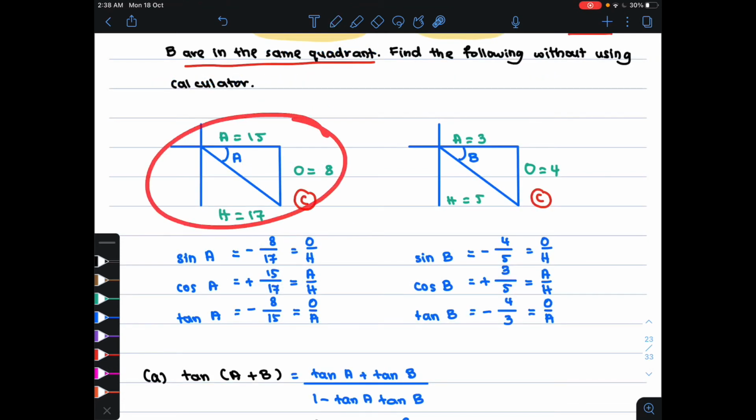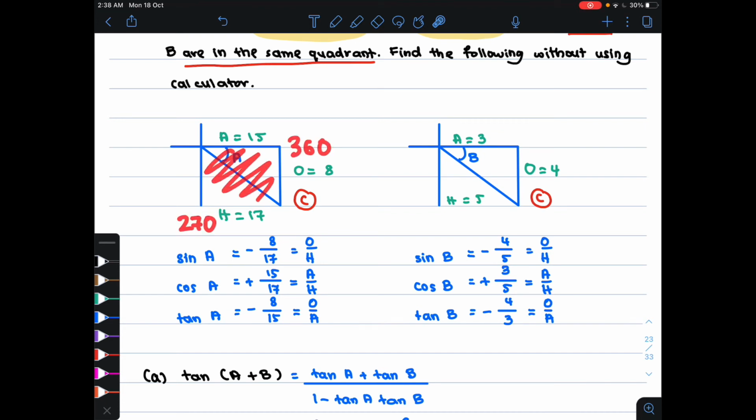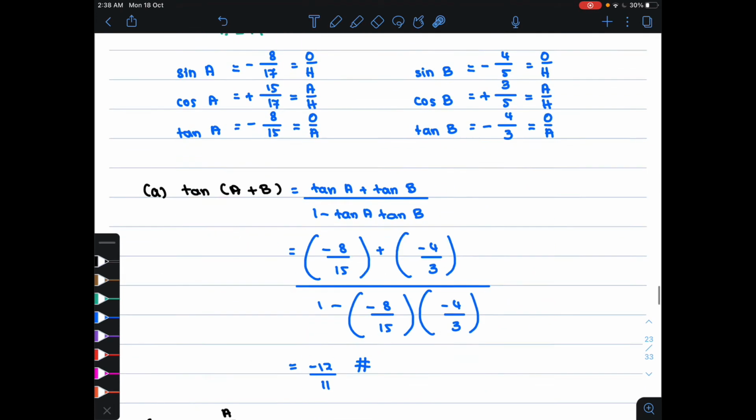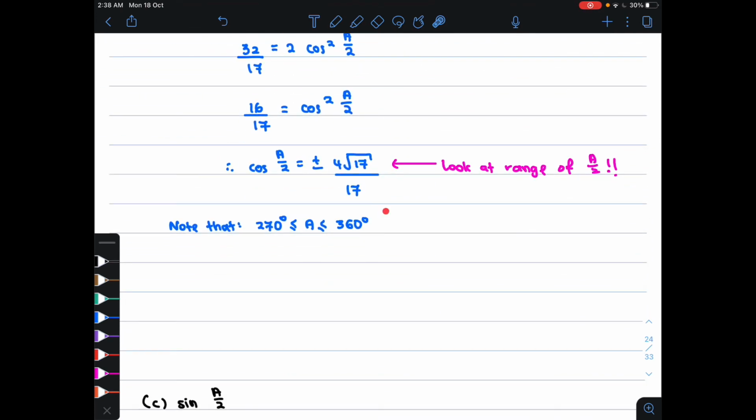So let's look at A. A is in the 4th quadrant. So we know that this is 270 and this is 360. So A is between 270 and 360. So just write it like this. But we need A over 2, not A. So divide everything here by 2. And hence, A over 2 is between 135 and 180.